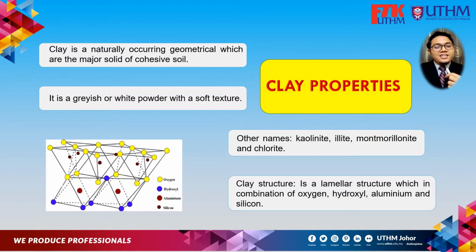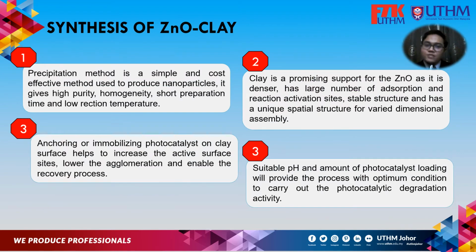Clay properties. Clay is a naturally occurring geomaterial which is the major solid of cohesive soil. It is a greyish or white powder with a soft texture. Other names of clay are kaolinite, illite, montmorillonite and chlorite. Clay with a high amount of kaolinite is known as kaolin and this type of clay is used for this study. Next, the clay structure. As shown in the figure, it is a lamellar structure of clay which is a combination of oxygen, hydroxyl, aluminium and silicon. Okay, synthesis of ZnO clay.